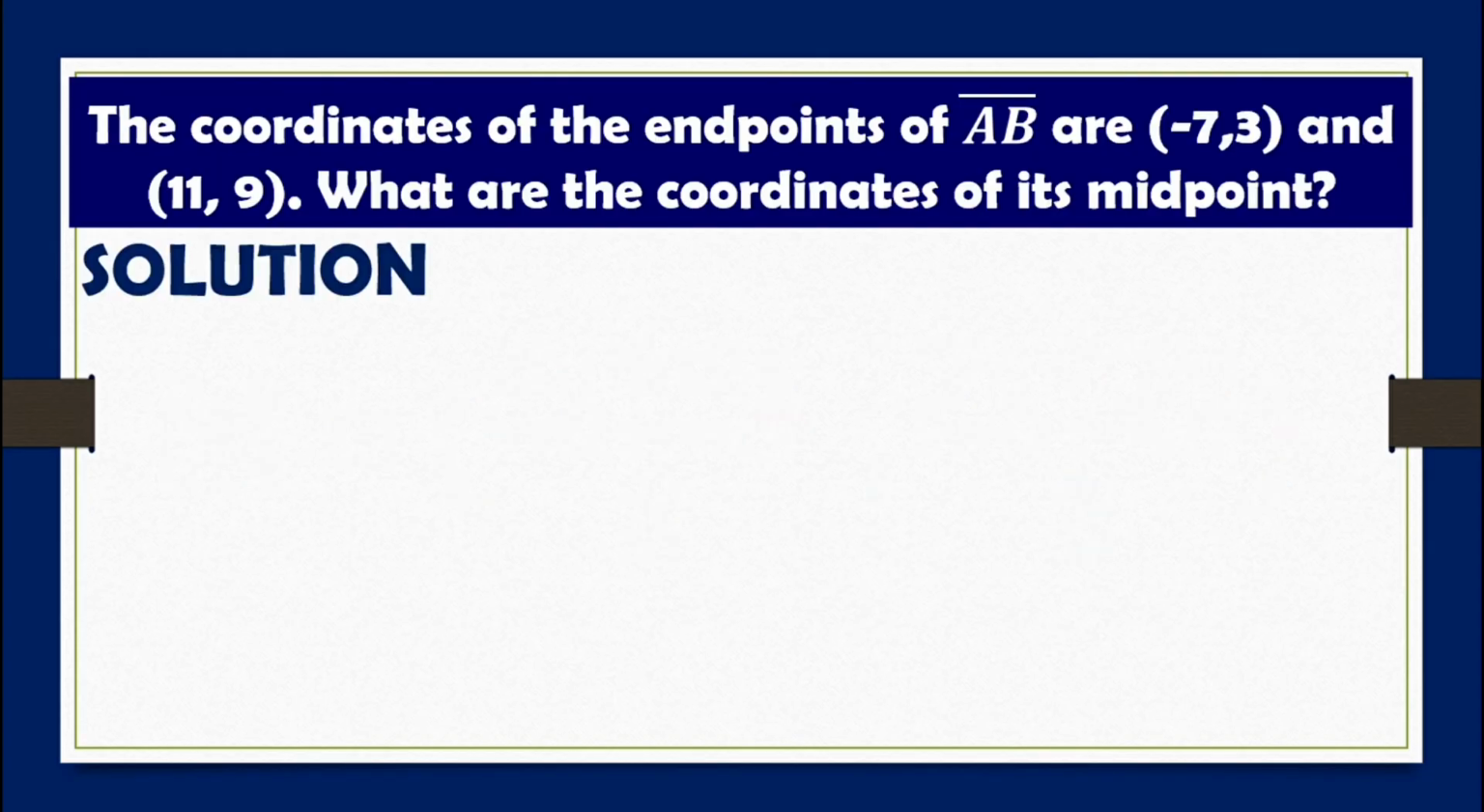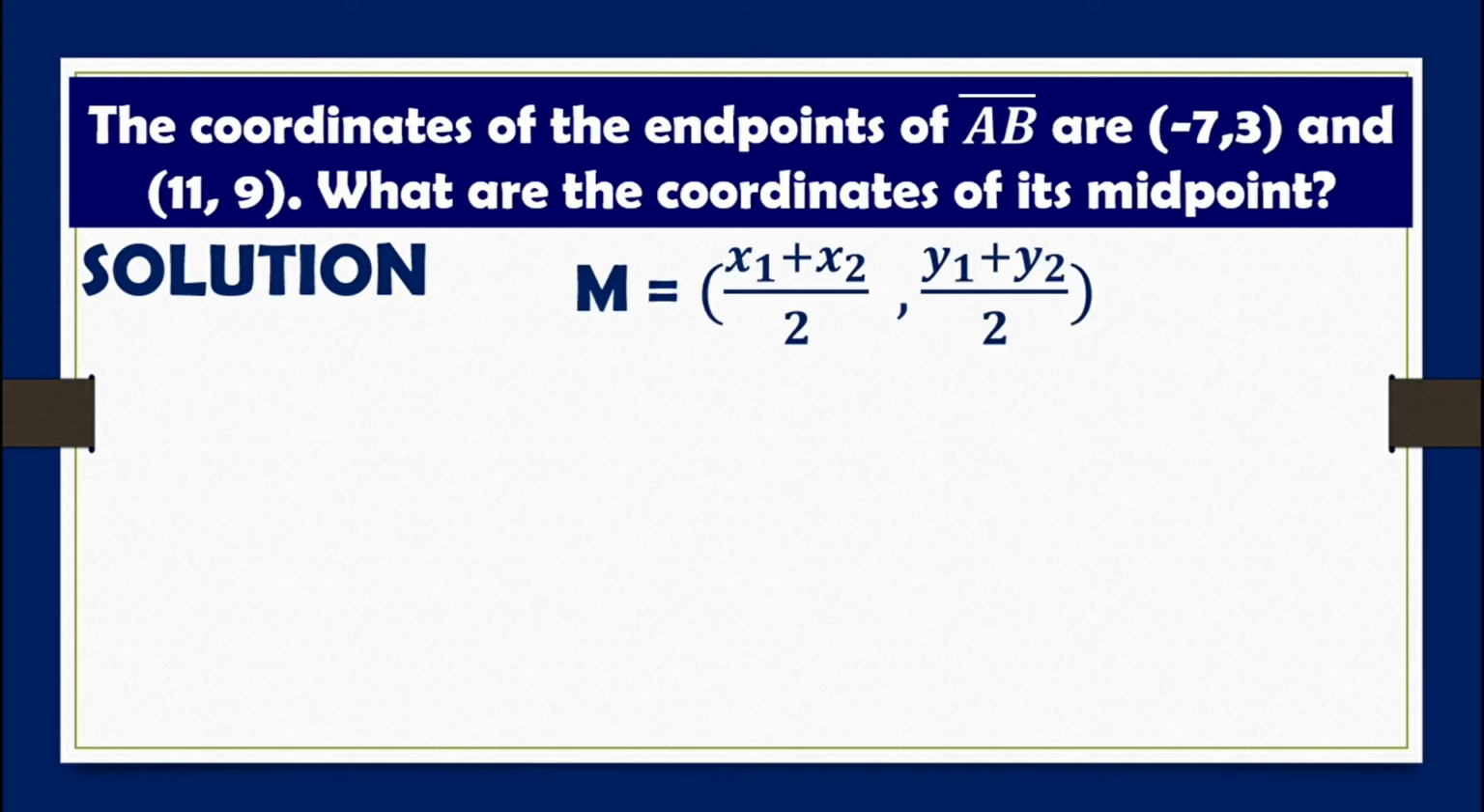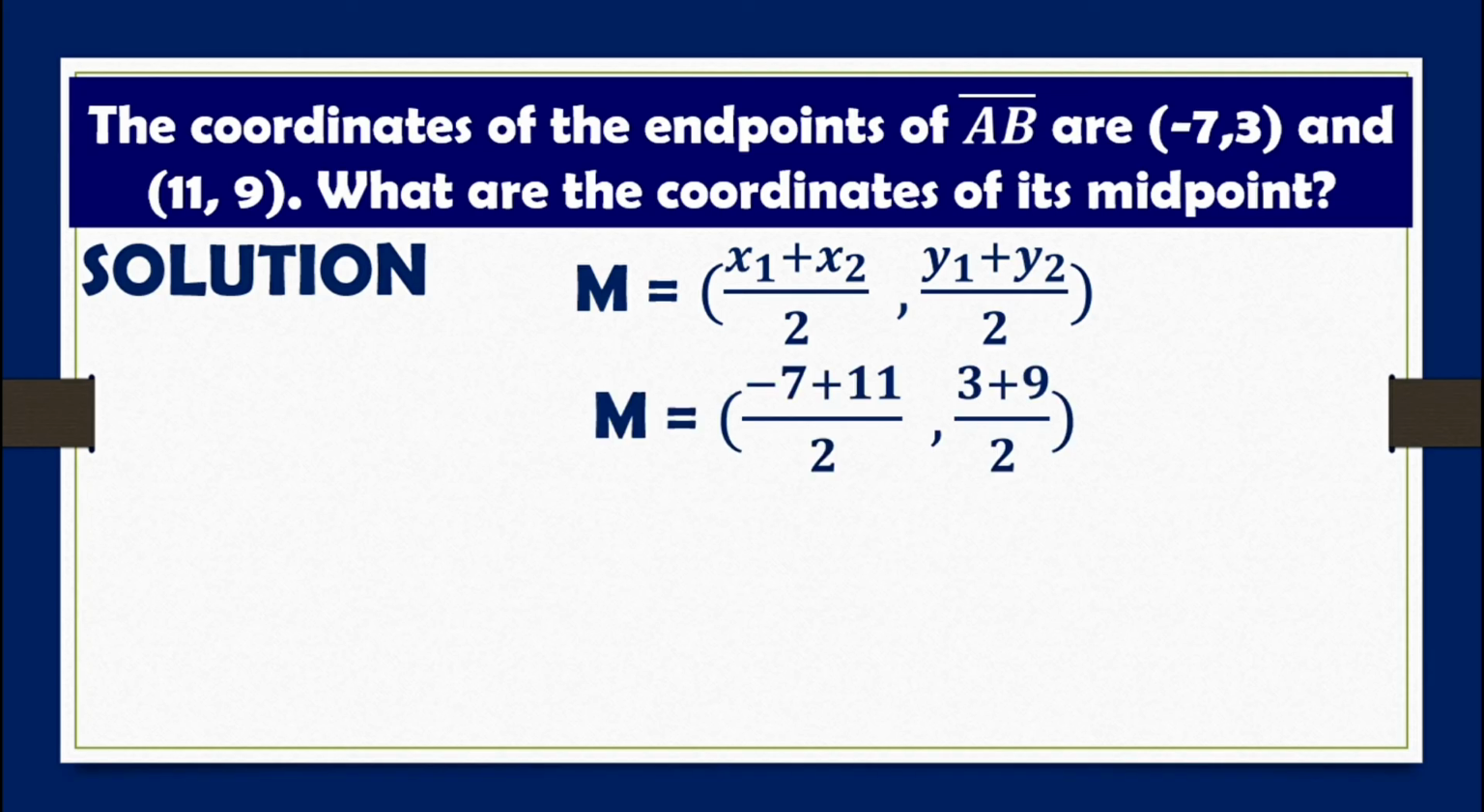Let's have an example. The coordinates of the endpoints of segment AB are negative 7, 3, and 11, 9. What are the coordinates of its midpoint? Again, utilizing our midpoint formula, substitute our x sub 1, which is negative 7, x sub 2, which is 11, y sub 1, which is 3, and y sub 2, which is equal to 9.